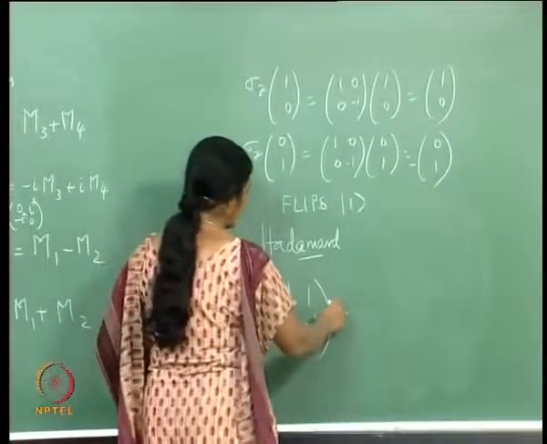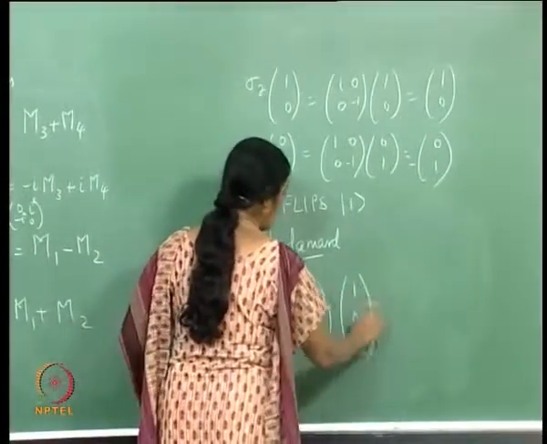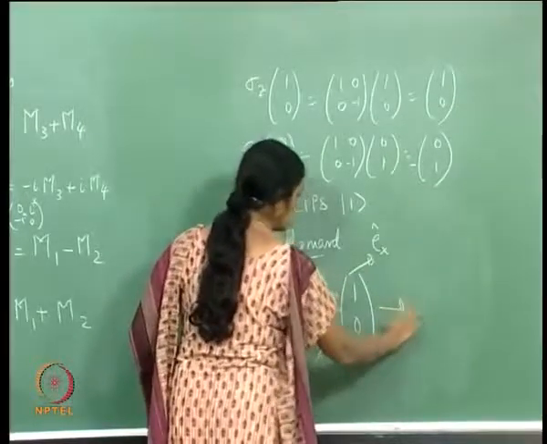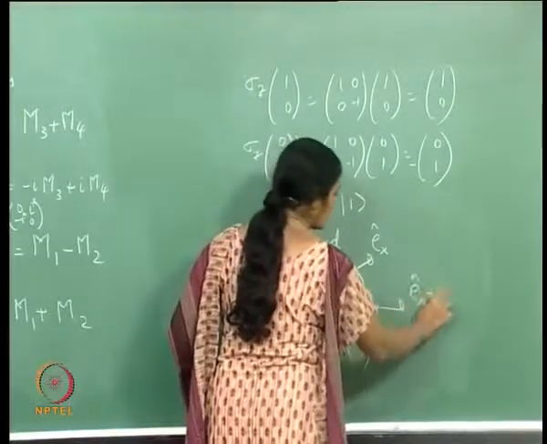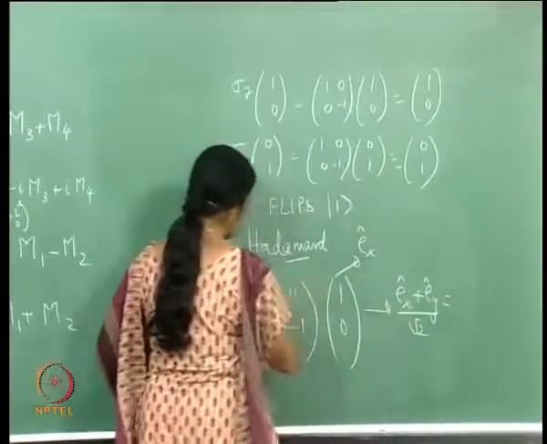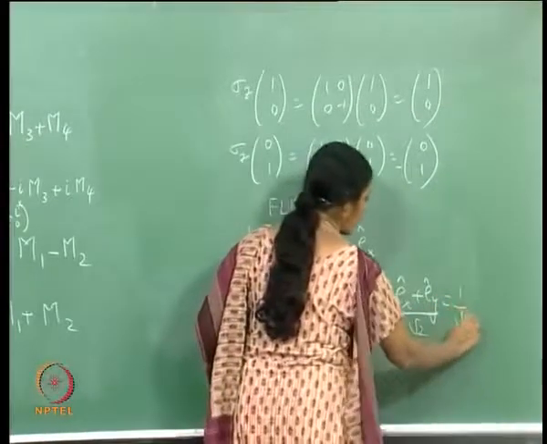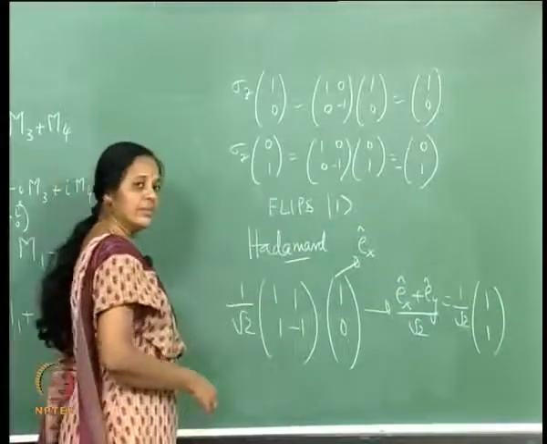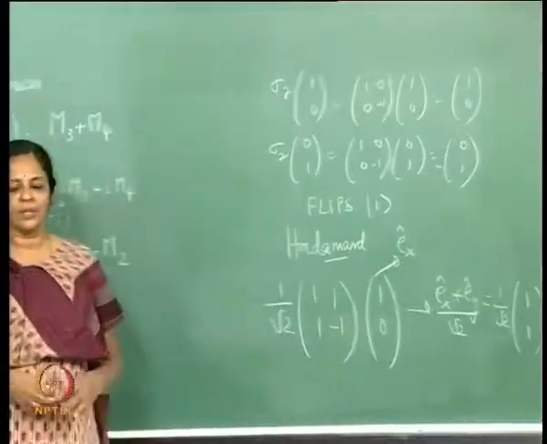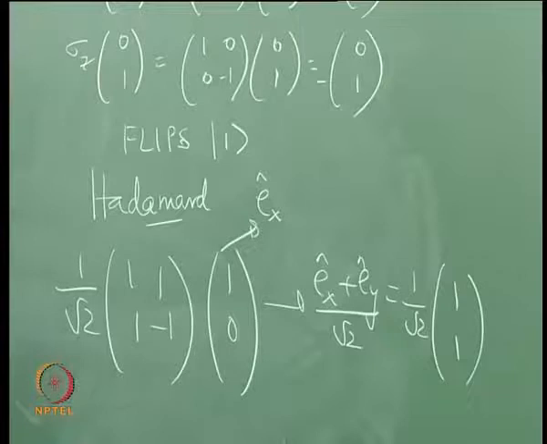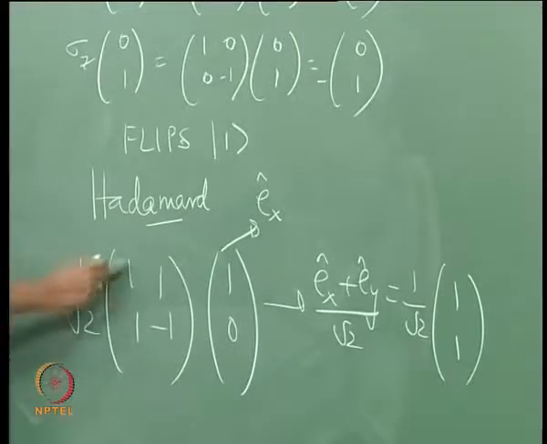You can easily check that when it acts on (1, 0), this is e_x, it takes it to (e_x plus e_y) by root 2, because this action is just 1 by root 2 times (1, 1). Similarly, when it acts on (0, 1), it takes it to (e_x minus e_y) by root 2. So, it changes the basis. You can also check that this is unitary, this object is a unitary matrix.